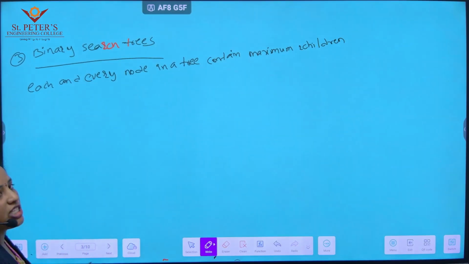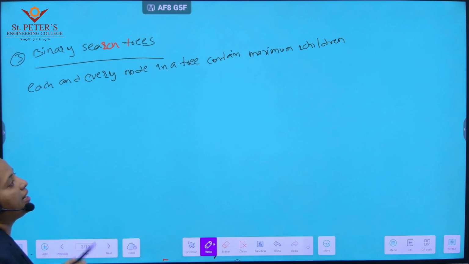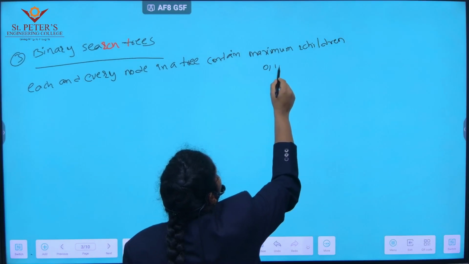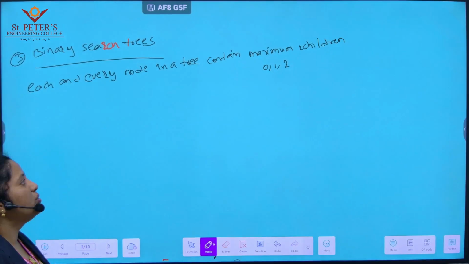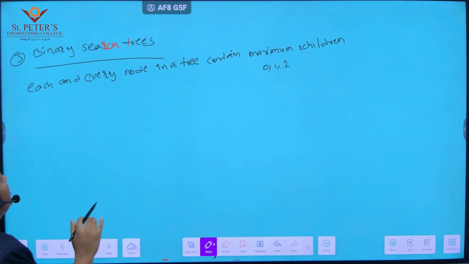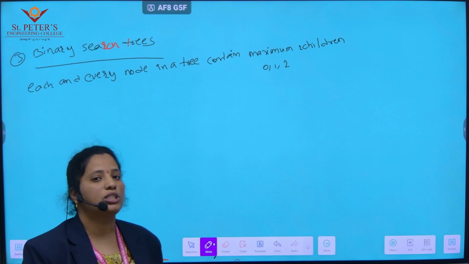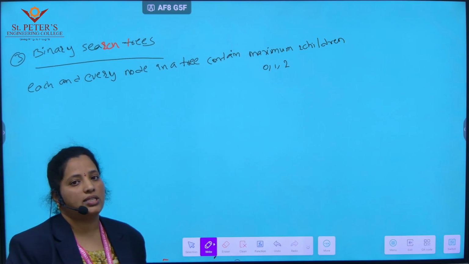In a binary search tree also, each and every node in a tree contains a maximum of two children. It may contain 0, 1 or 2, but it should not have more than two child nodes. So the difference between a binary tree and a binary search tree is, when we are inserting the values into a binary search tree, we should follow two statements.